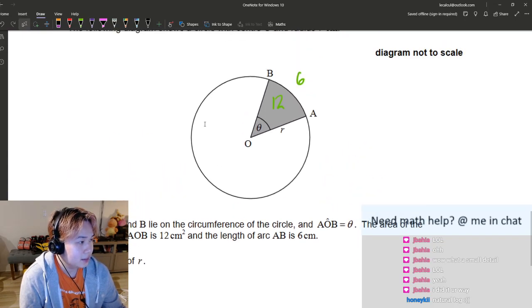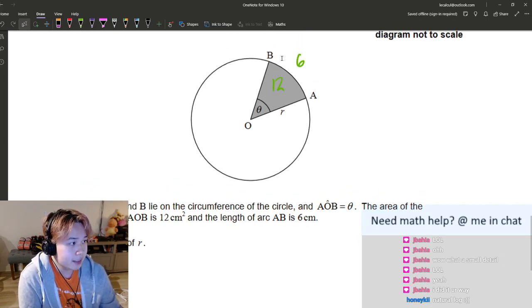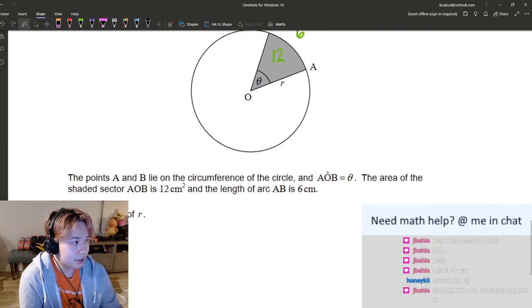Okay, so this one's back to this question. We're given the area, we're given the arc length, we have two variables and we want to find one of them.